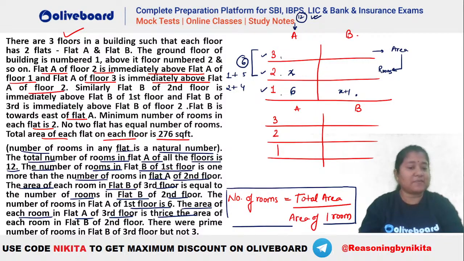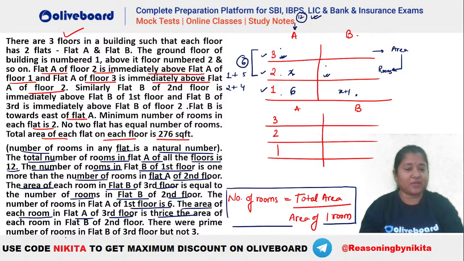Okay, so that means we are saying the area of each room in flat A of third floor, that is particularly this, right? We are talking about this here. So the area of each room in flat A of third floor is thrice the area of flat B of second floor. That means it is thrice of this one here, right? So let's say if the area here is X, then the area here will be 3 times of that one.